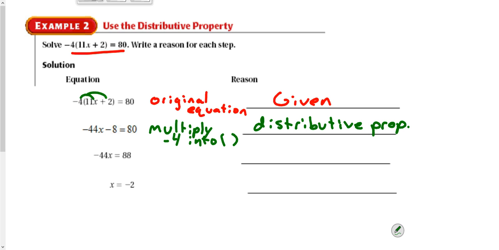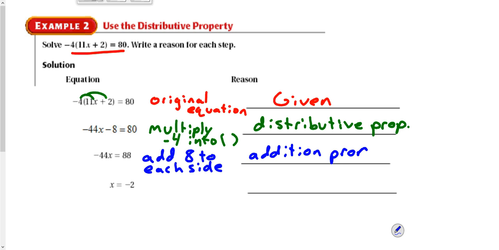All right, next we get to negative 44x equals 88. What did we have to do to get to negative 44x equals 88? We had to add 8 to both sides. So we added 8 to both sides. That is the addition property.